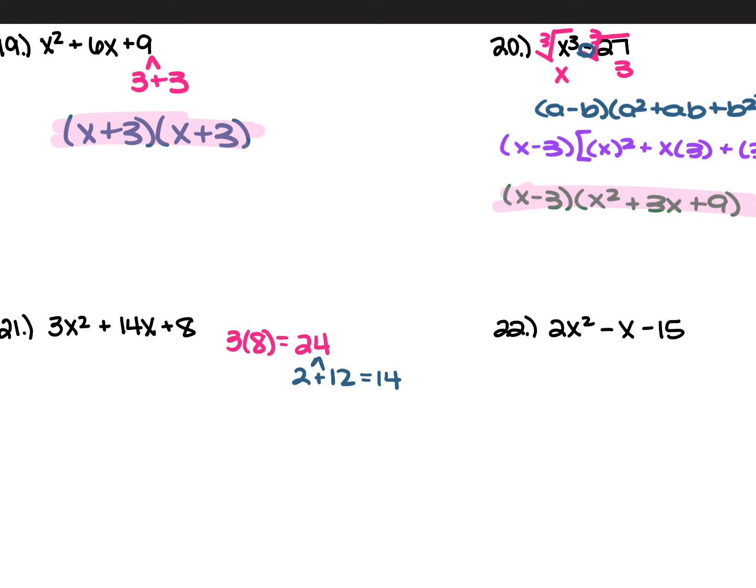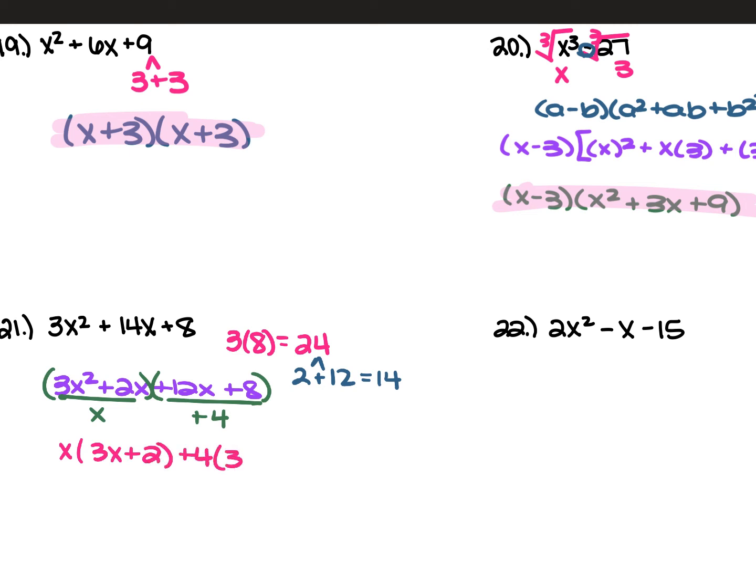So we're going to rewrite this trinomial as a polynomial of 3x squared plus 2x plus 12x plus 8. Now that you have 4 terms, you're going to factor by grouping. Group the first 2, group the last 2, factor out an x from the first, factor out a positive 4 from the second. This is going to leave you with x times 3x plus 2 plus 4 times 3x plus 2. Your 2 parentheses are the same, so that's just going to be rewritten one last time as 3x plus 2 times x plus 4.